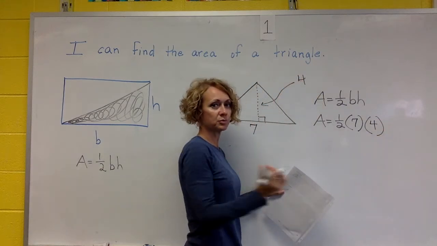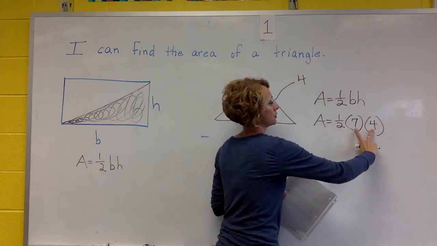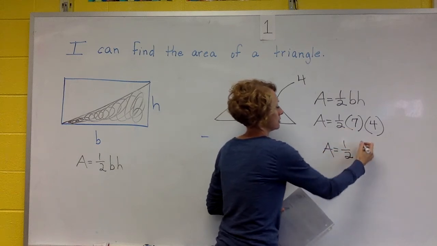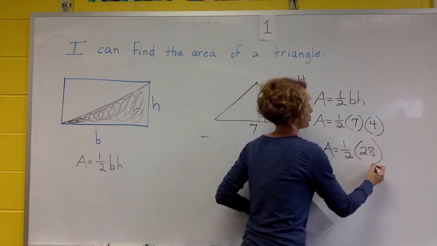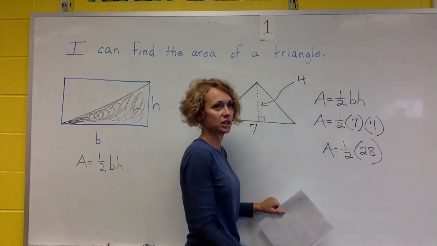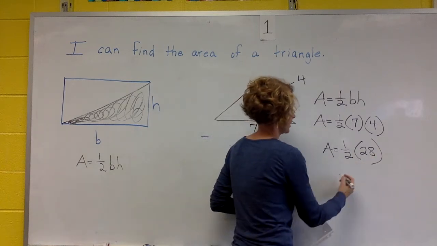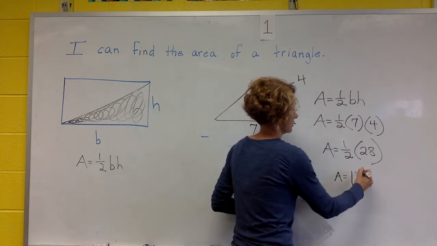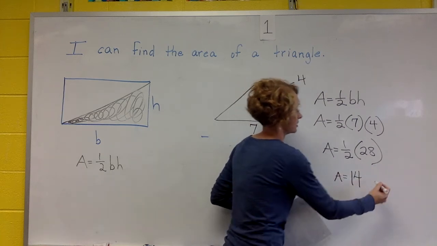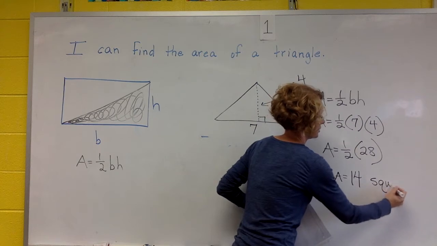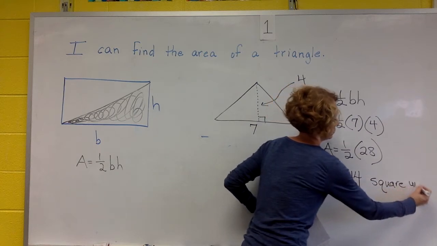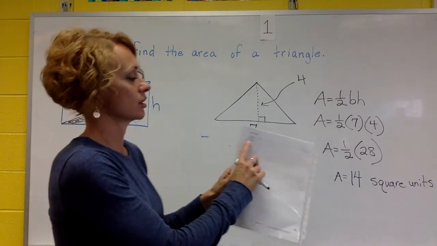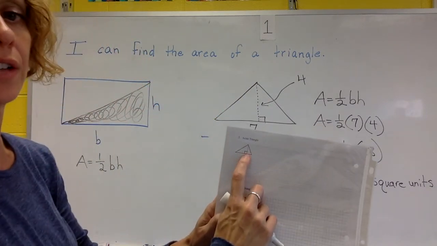I'm going to use the associative property. I'm going to multiply these two numbers together first. Go ahead and write that 1/2 down. I'm multiplying by 28 because 7 times 4 is 28. And then 1/2 times 28 is really the same as 28 divided by 2. So my answer there is 14 square units. So really what I know is that there are 14 square units in that triangle.